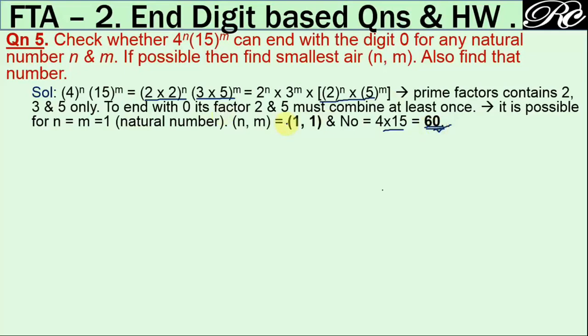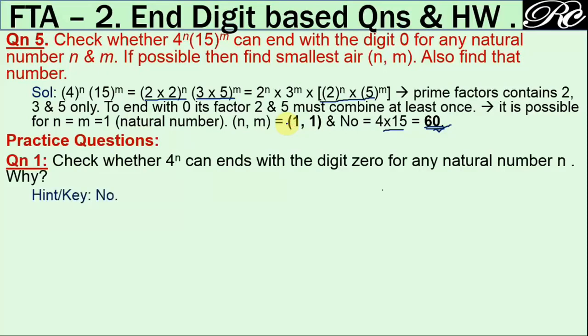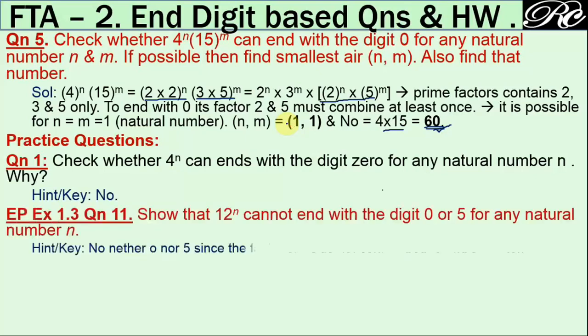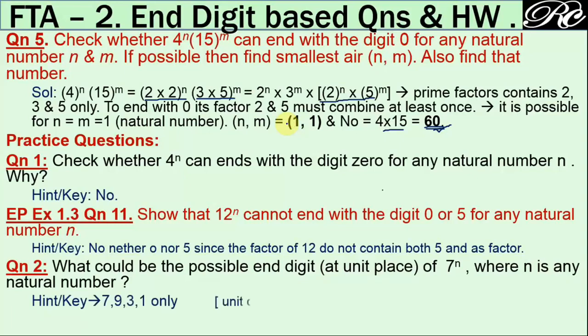This is all about the second kind of application of the fundamental theorem of arithmetic, and based on this you can practice more questions. So you have to check whether 4 to the power n can end with digit 0. The answer is no, because 4 does not contain the factor 5. Similarly for 12 you can do, similarly you can get all the possible unit digits for 7 to the power n.